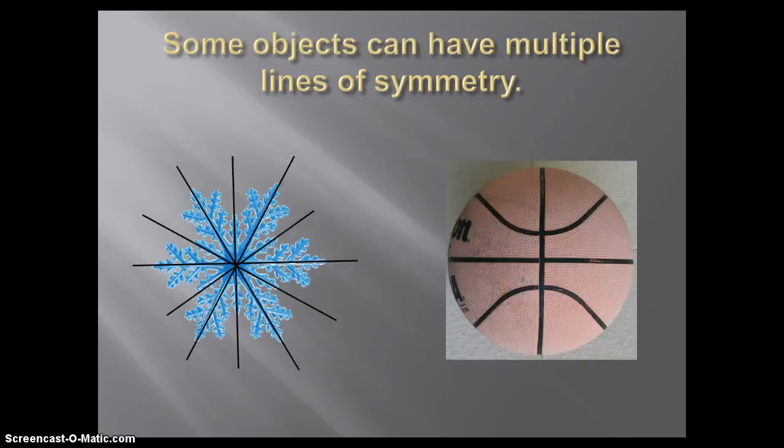Some objects can have multiple lines of symmetry. As you can see in the snowflake, I've already drawn in the many different lines. 1, 2, 3, 4, 5, 6 separate lines of symmetry are in this snowflake. As you know, snowflakes, all of them are different. There are no two snowflakes that look exactly alike. Or if you look at this basketball, you can see that there are two lines of symmetry on the basketball if you look at it from the side. One going vertically and one going horizontally.